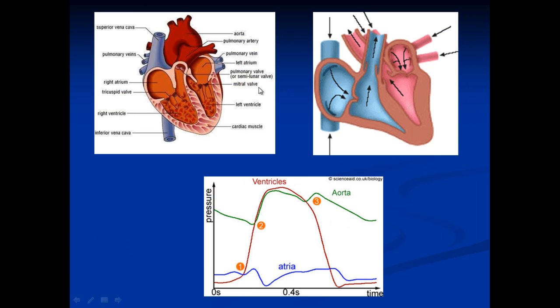Okay, now if we looked at these two heart pictures here, this shows atrial systole because the atria are contracting and the AV valves are open. The SL valves are shut at this point. This diagram shows ventricular systole. That's because the semilunar valves are open, but the AV valves are shut.